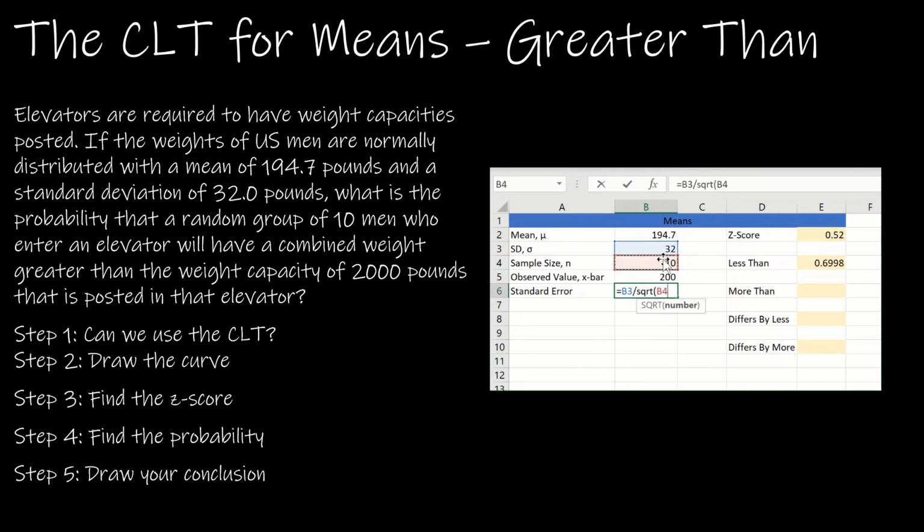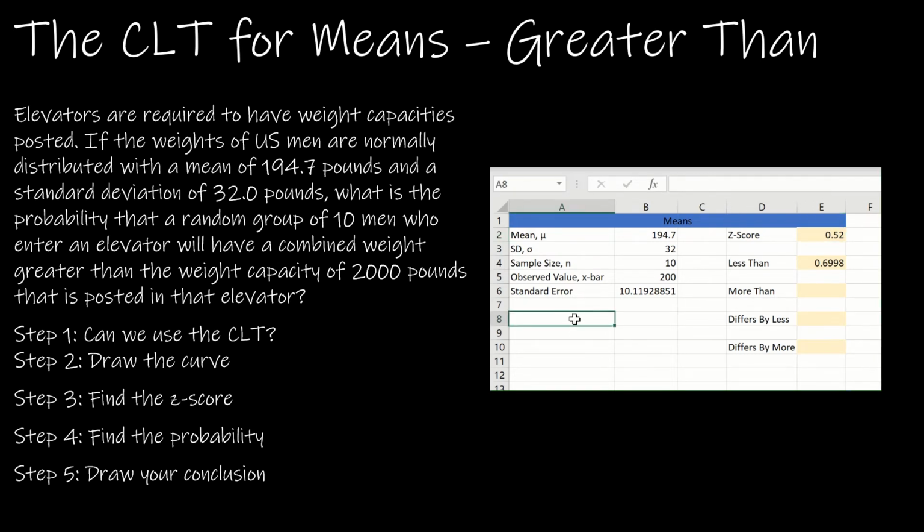Now, we didn't do that before because if you'll recall up here, we included B3, which is sigma divided by the square root of the sample size. So we're already taking that into account in the z-score. So either way you do it is fine.